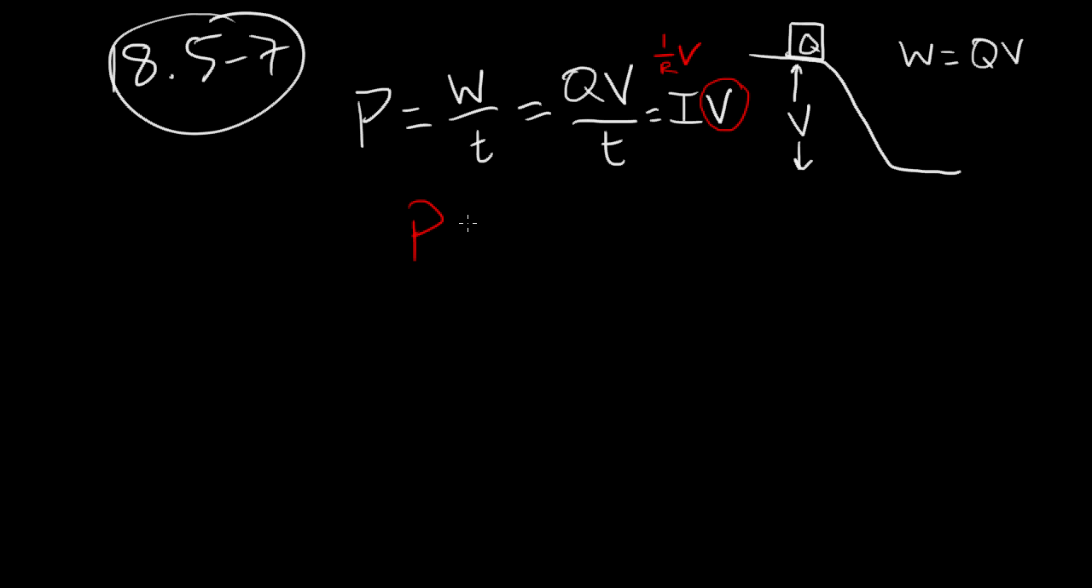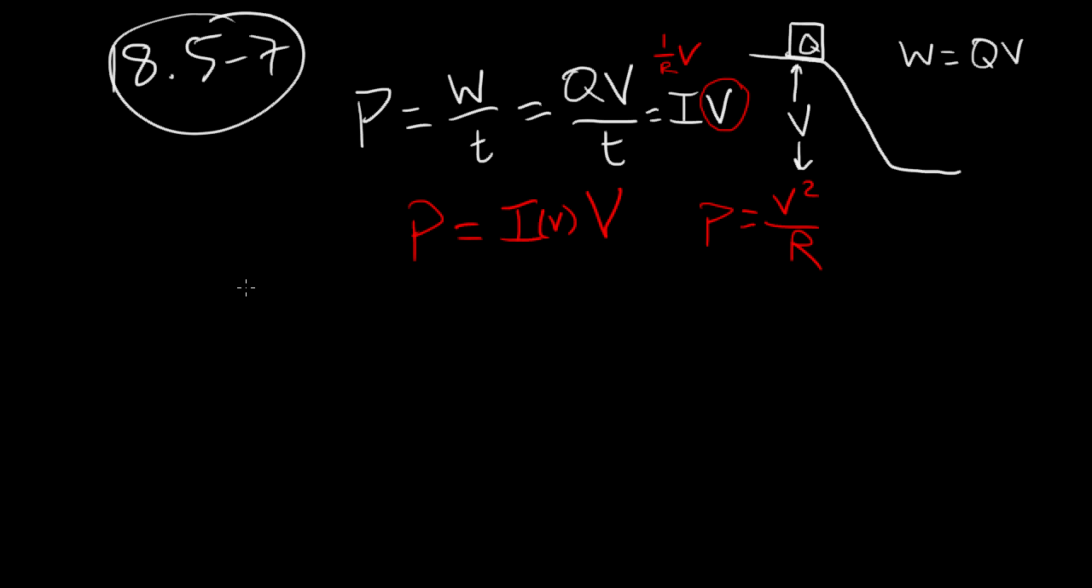A better way to write this, to remind ourselves, is that I is a function of V times V. So the power is the current times the voltage, but changing the voltage will also change the current. So in this case over here, the power is V squared over R. That's the one you would use and not have to worry about that I is a function of V. You've already included that here.